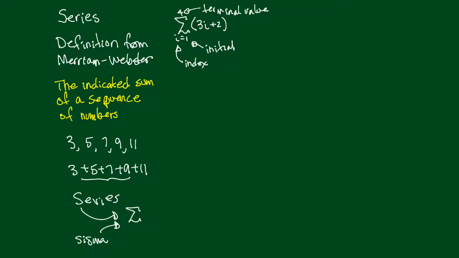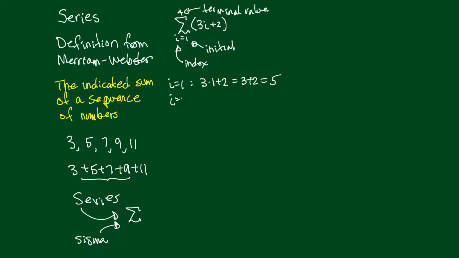Let's expand this and see exactly how to work this. First of all, I'm going to start with i equals 1. Now I'll write each term separately. When i is equal to 1, what do we get? Just come back up into your general term and replace all the i's with the start value, 1. So it looks like 3 times 1 plus 2, which is 3 plus 2, so we get a 5.